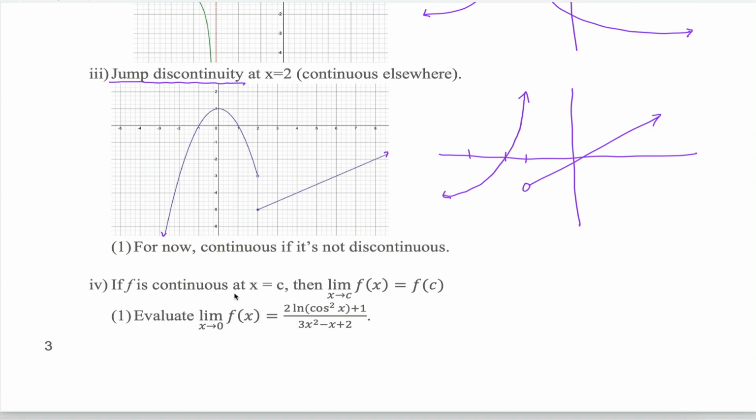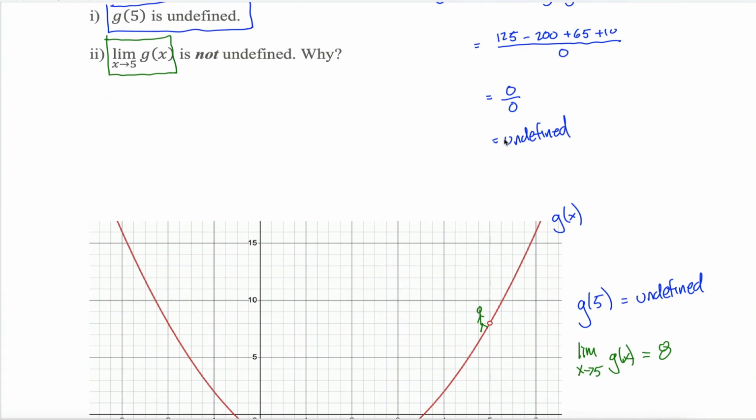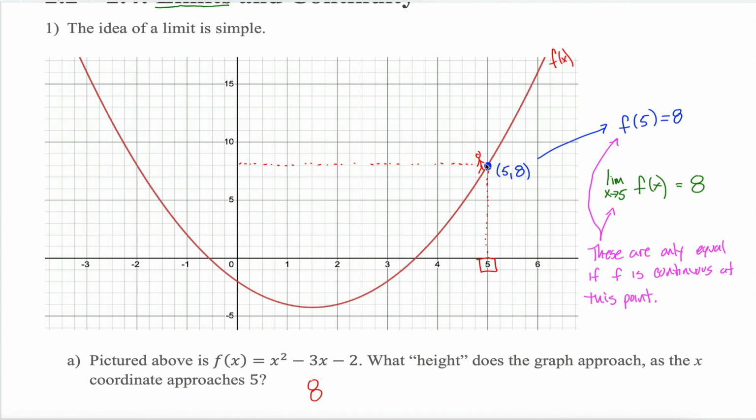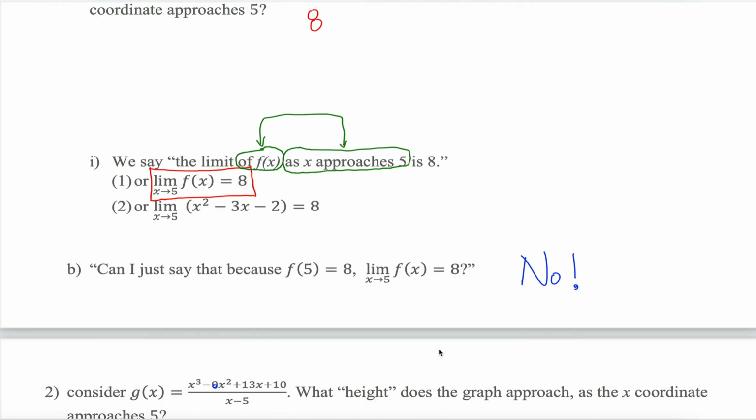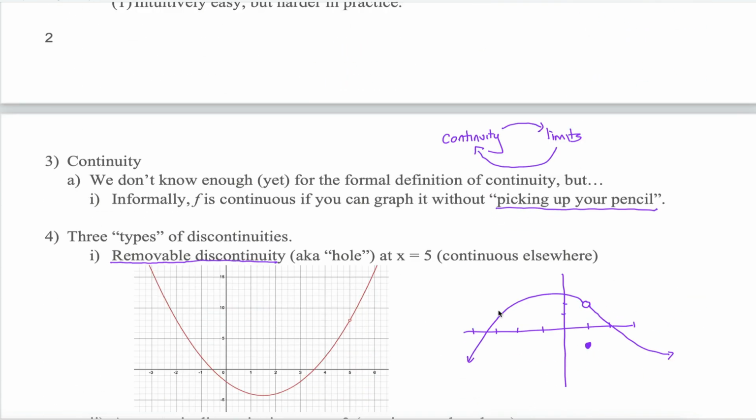If my function is continuous at a given point, like x equals c, then it's really easy to evaluate the limit as x approaches that point. All we have to do is put that point into the machine. This is the example that we saw at the start of the previous video, right? We were evaluating the limit at a point of continuity. Because my function was continuous at that point, the limit as I approached that point was the exact same as the height of the function at that point. But what if that's not the case? How do you evaluate limits at points of discontinuity?